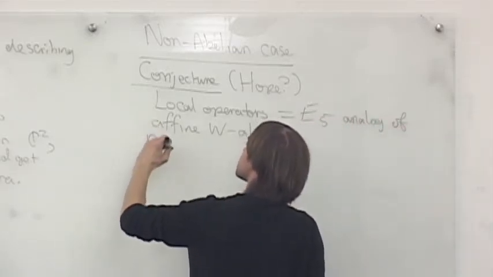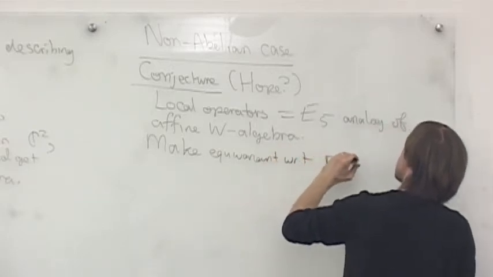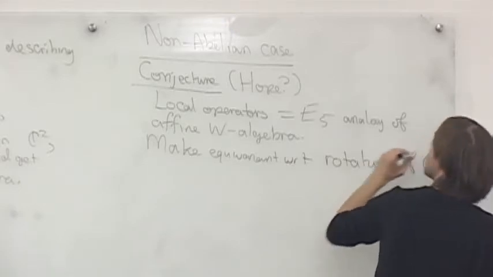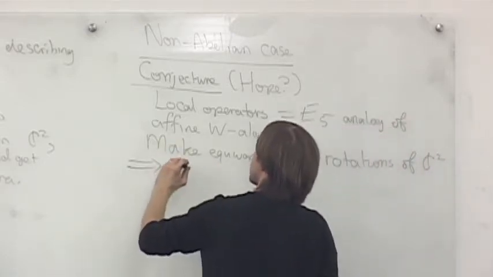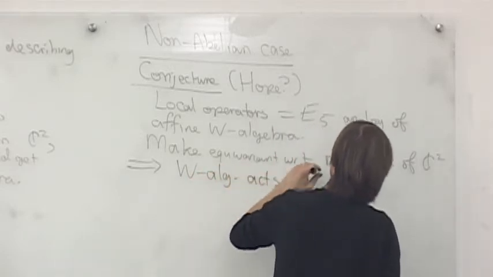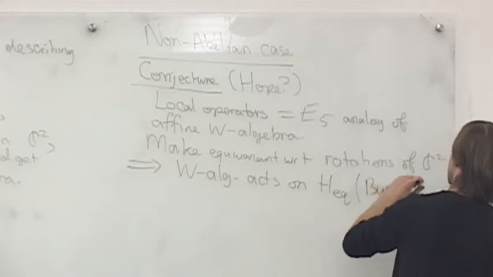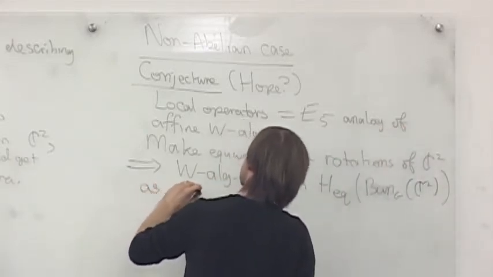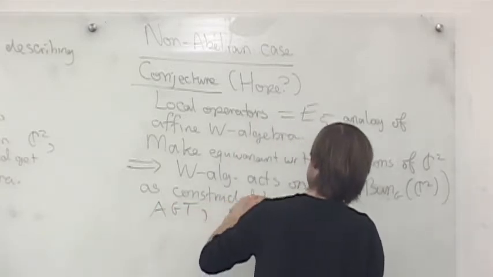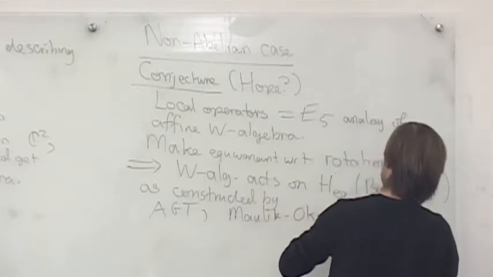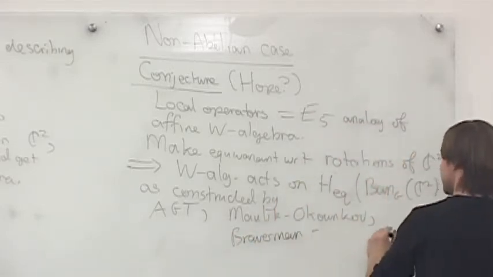So again, we make it equivariant with respect to rotations of C^2, and what should this be? Of course, this should be the W algebra acting on the equivariant cohomology of instanton moduli space, as constructed, conjectured I suppose, by AGT, and Maulik-Okounkov, Braverman. Oh, God, again, I forgot one of the authors. Braverman, somebody, Nakajima.